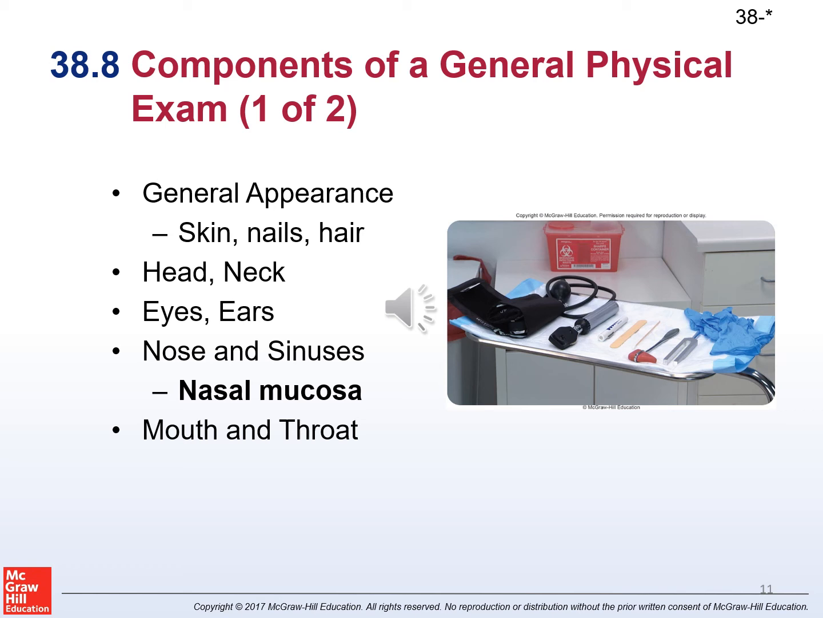The head and neck are checked for symmetry and range of motion. Lymph nodes are also palpated for any sign or signs of enlargement. The eyes, ears, nose, and throat, EENT, are checked for any signs of disease or abnormality. The nasal mucosa, lining of the nose, is a special focal point to check for any discharge, lesions, obstructions, swelling, or inflammation.